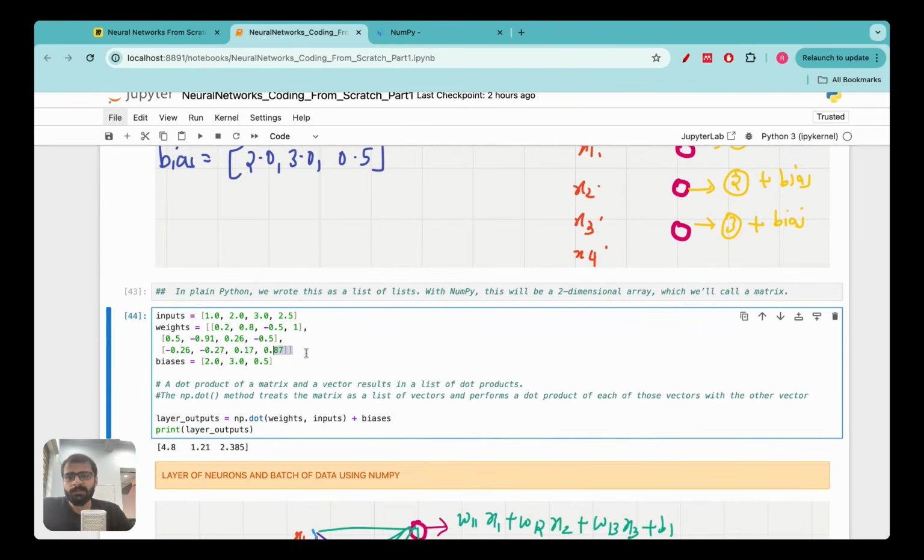These are the four inputs. This is the weight matrix, which has been written as a list of lists currently. Since we are taking a dot product between a vector and a matrix, this currently doesn't need to be converted into an array format. You can keep it as a list of lists. So the layer output is just the dot product between weights and input plus the biases. That's it. And then we print the layer output.